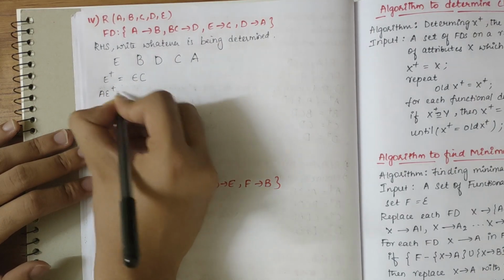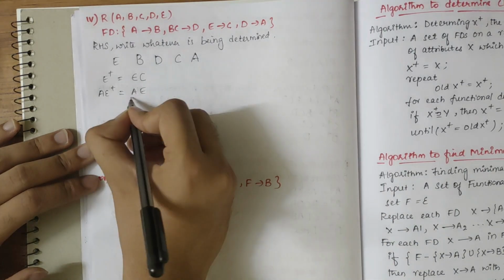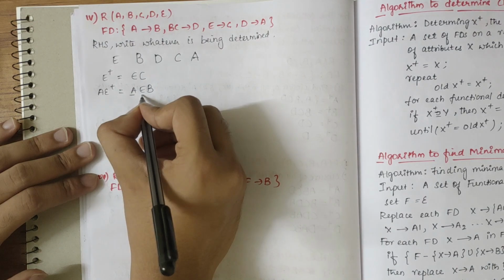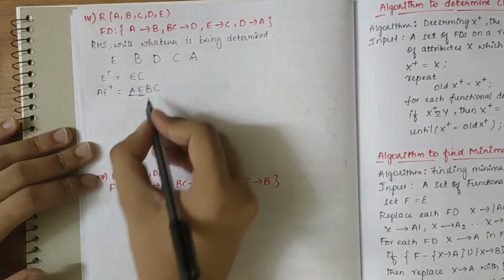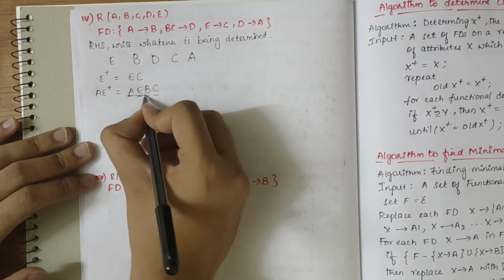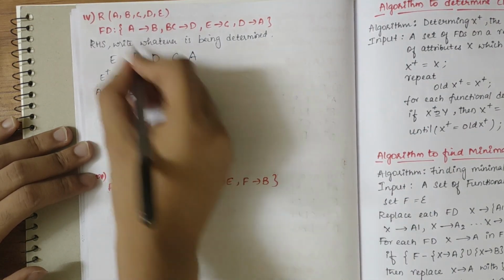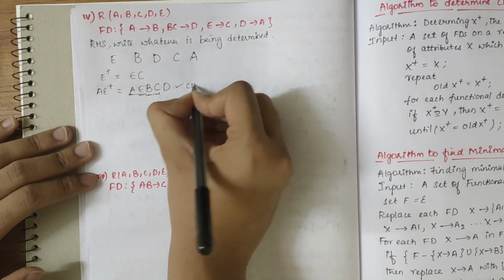Now I'll write AE closure. For AE closure, first I'll write A and E as it is. Then I'll check for A. A determines B. And then E determines C. And then AE determines anything, no. Check if B determines anything, no. C determines anything, no. Combination of BC determines D. So I have got A, B, C, D, E, all the attributes in the relation. So this is one candidate key, AE closure.